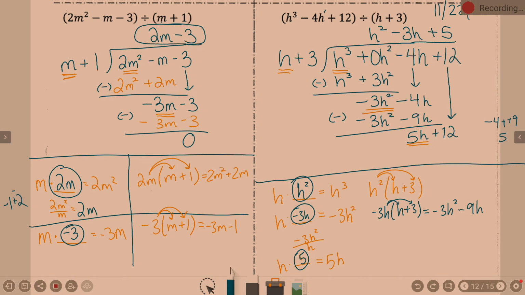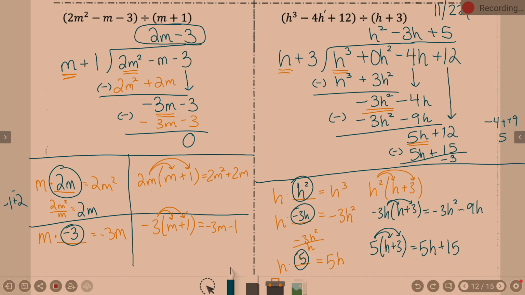Now we're going to multiply, right? 5 times h plus 3. 5 times h? 5h. 5 times 3? Plus 15. And subtract. 5h minus 5h is 0. 12 minus 15 is negative 3.